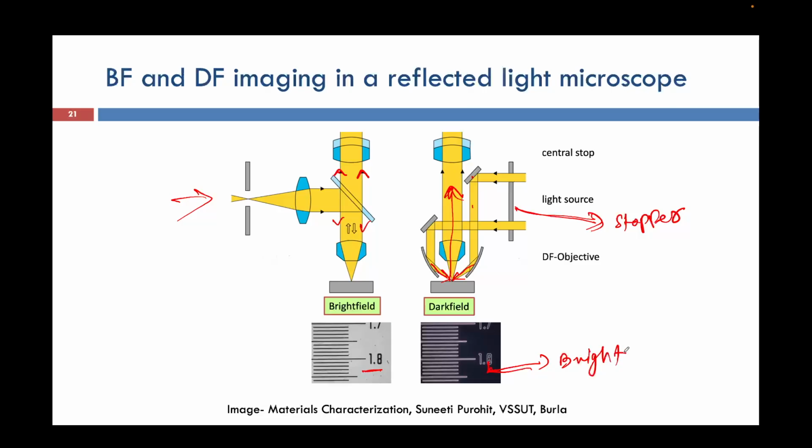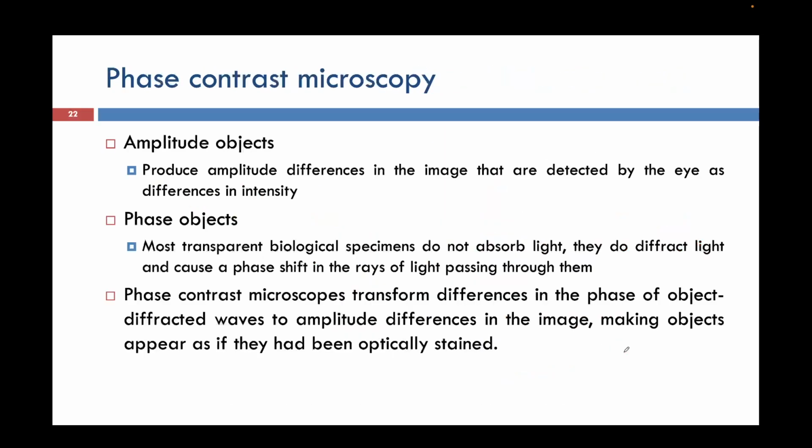So this is a comparison between bright field and dark field imaging, where you should remember that bright field and dark field always refer to the background, not the image. Bright field means bright background, dark field means dark background. Okay, and then comes phase contrast microscopy. So what do we mean by phase contrast microscopy?